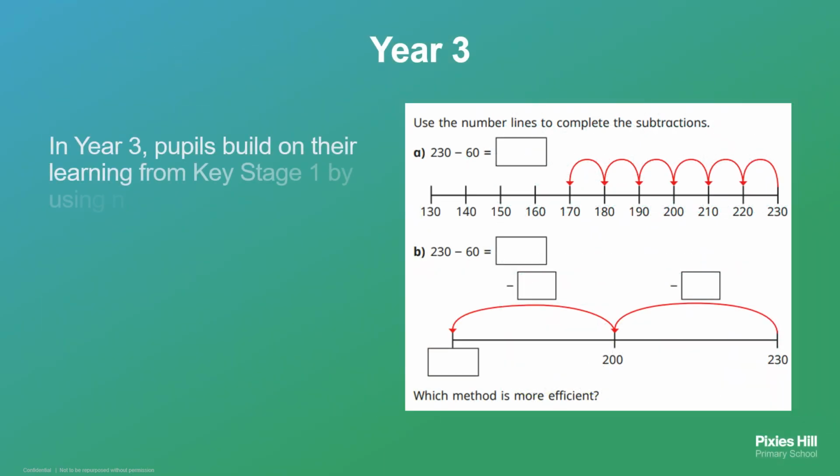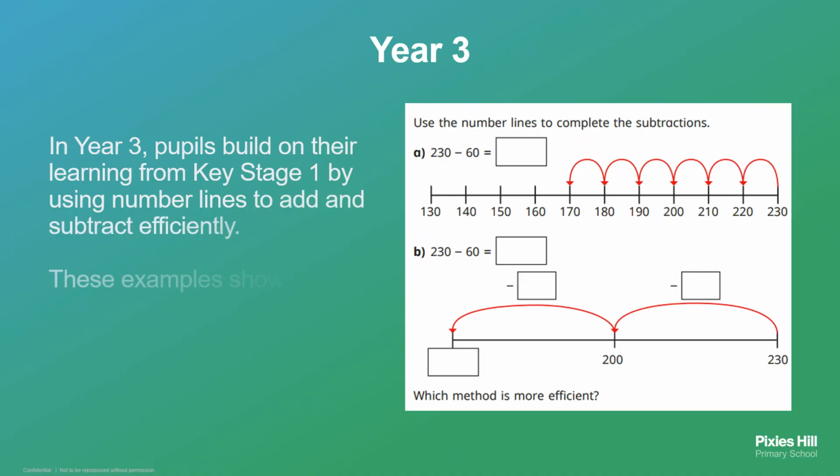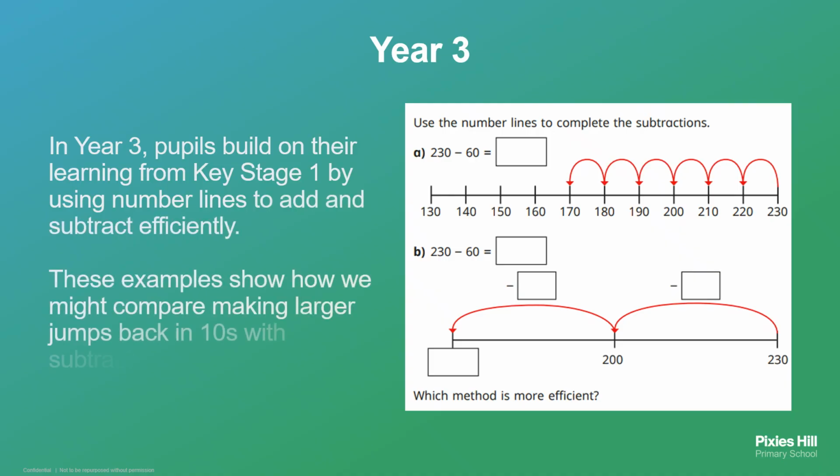In Year 3, pupils build on their learning from Key Stage 1 by using number lines to add and subtract efficiently. These examples show how we might compare making 6 descending jumps of 10 with subtracting to the nearest 100. In this case, a descending jump of 30 and then another jump back of 30. By making these comparisons on the number lines, children can decide which method is most efficient for them.